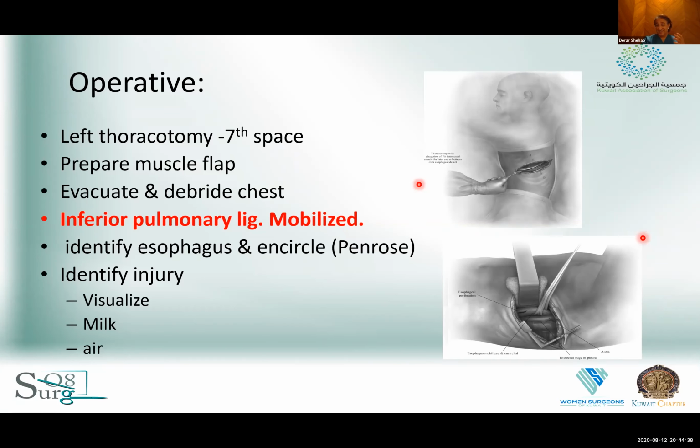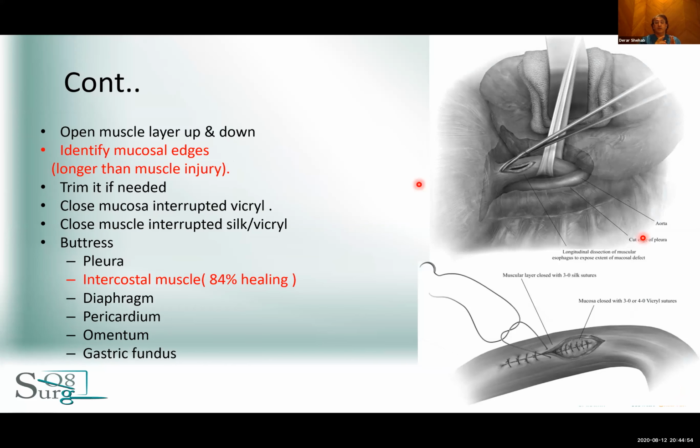If you cannot see the injury, then you can ask your colleague anesthesiologists to inject air in the nasogastric tube, or sometimes they inject milk or food dye. So if you now identify the injury, remember that the mucosal injury is usually longer than the muscular injury. So open up the muscle distally and proximally until you reach the edges of the mucosa. Then you start closing them with interrupted absorbable sutures, after, of course, cleaning up the edges.